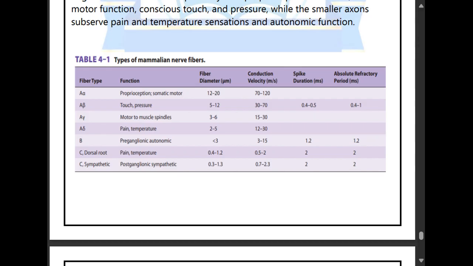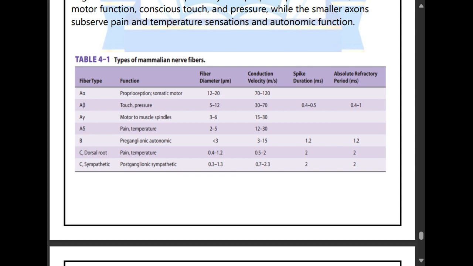Then another thing that you should take note of is that when we have what we call hypokalemia and hyperkalemia, know those things as well. Very, very important. Then another thing also, we have the physioclinical classification of the nerve fibers.